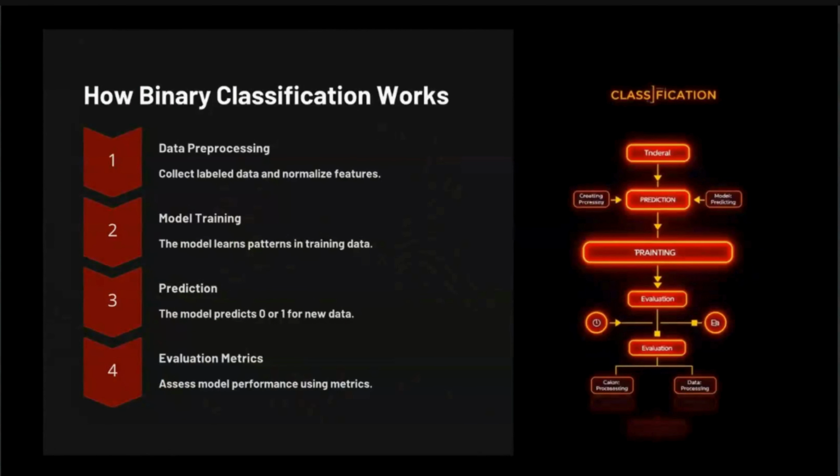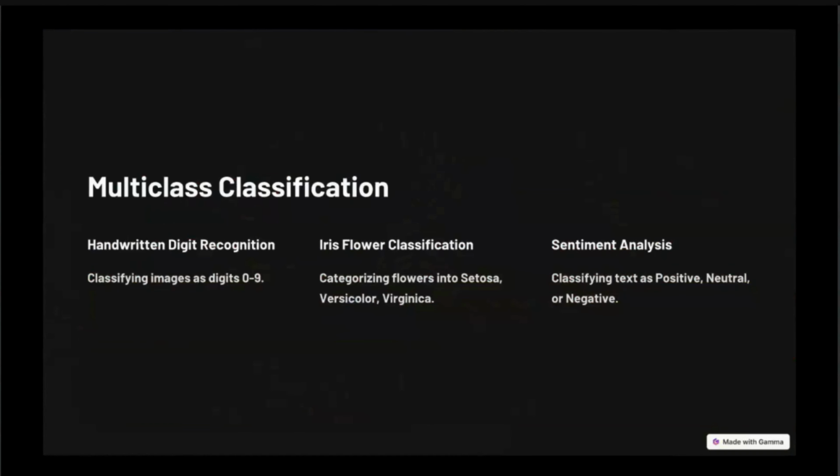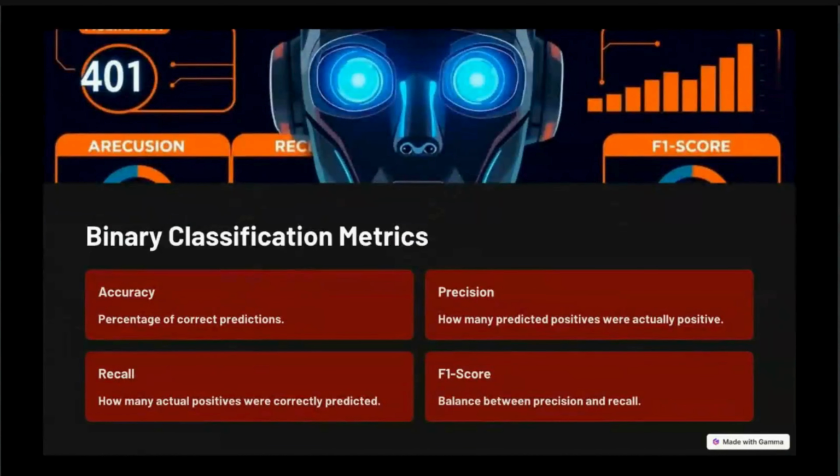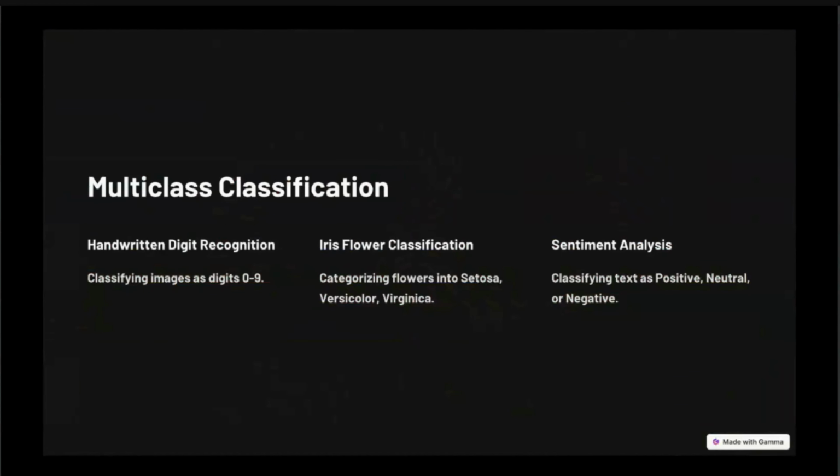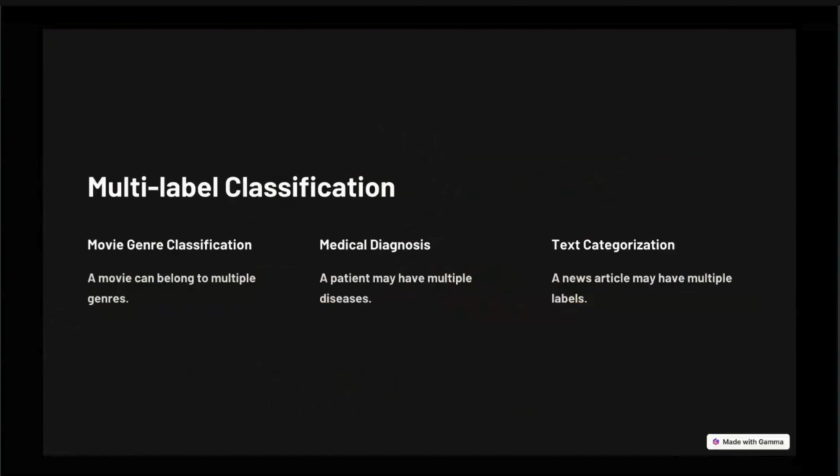Binary classification is done. Binary classification metrics: accuracy is the percentage of correct predictions, so zero means incorrect. Precision is how many predicted positives were actually positive. Recall, F1 score, we have already seen all this. And now we have to see multi-class.